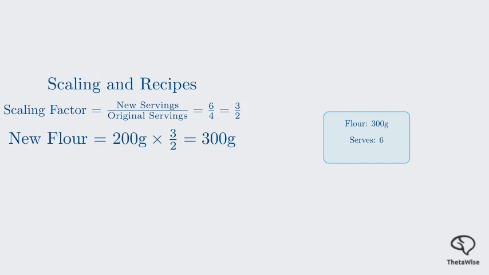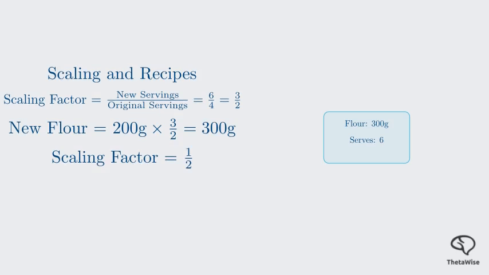We can also scale down. What if you only need half the recipe? In this case, our scaling factor is 1/2. We simply multiply all quantities in the recipe by 1/2. So 200 grams of flour becomes 100 grams. Fractions make it easy to adjust recipes for any number of guests.